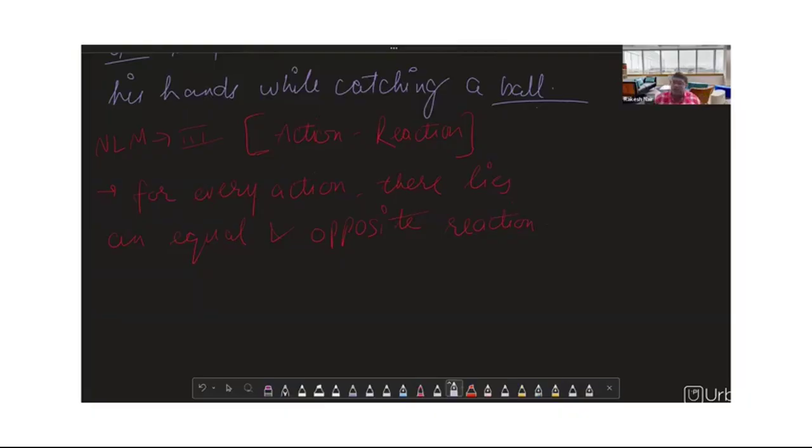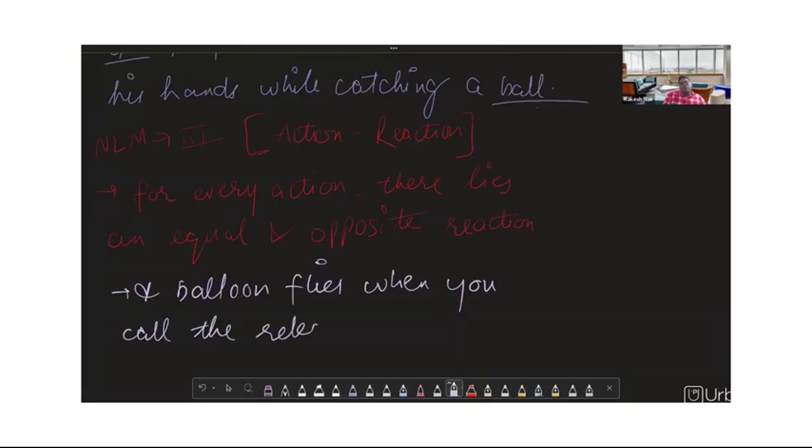So though the balloon is non-living, the action-reaction effect does not depend on the substance being living or non-living. It holds true for all cases. A balloon flies when you release it.